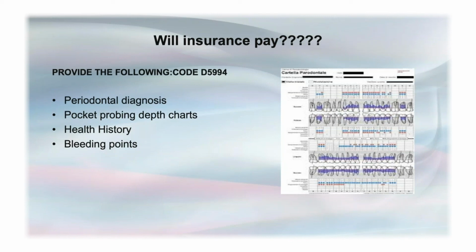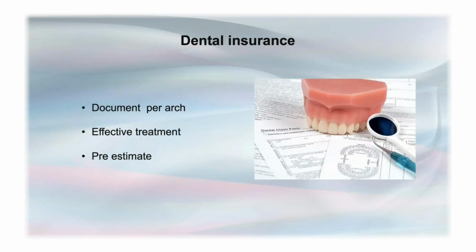You've got to provide a diagnosis, the probing measurements, their health history, their bleeding points. So it's worth the try to get it, but you've got to tell the patient sometimes it'll pay, sometimes it won't. But it's worth insurance in their mouth. And you document per arch, and it's effective treatment, and you can send in a pre-estimate.